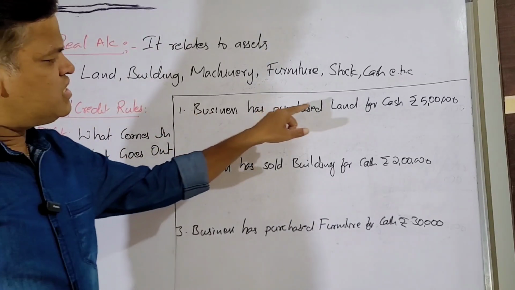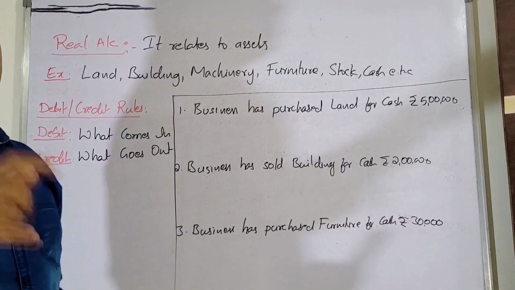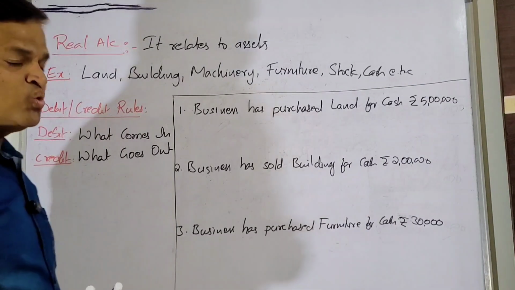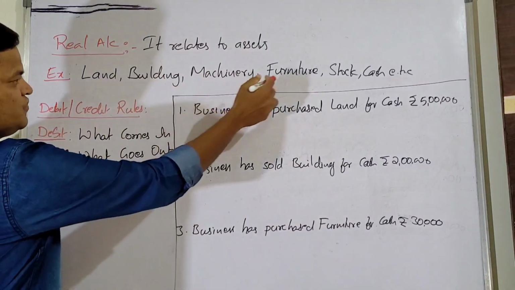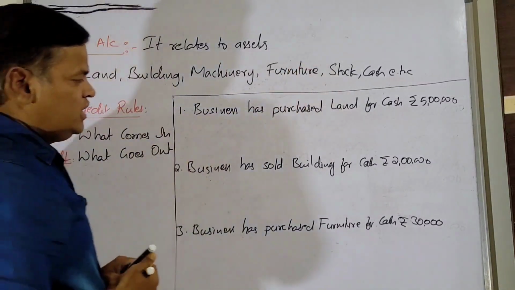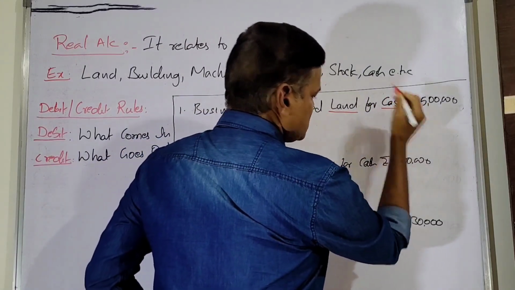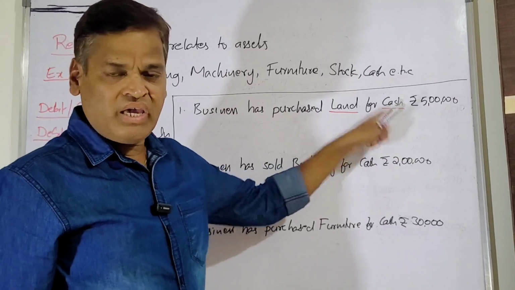Business has purchased land for cash rupees 5 lakhs. So in this transaction, how many assets are there? In this transaction, two assets are there. We have the examples of assets: land, building, machinery, furniture, stock, and cash. In that, we have two assets. Land is one asset, cash is one asset. Land is the first asset, second one is cash.